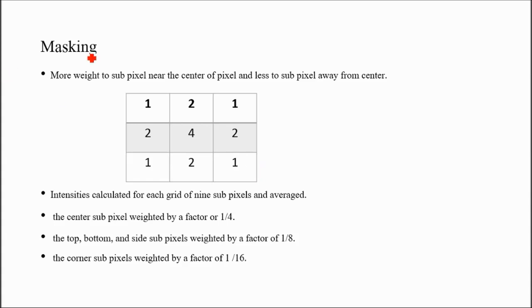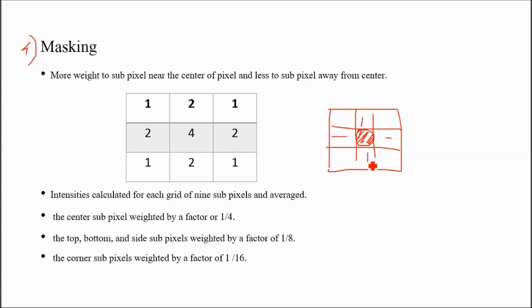The last technique, the fourth technique of anti-aliasing, is masking. In the masking technique, you assign more weight to the subpixel near the center of the pixel. Suppose you divide a pixel into 9 subpixels: assign the maximum weight to the center subpixel, and give less weight to the side subpixels. The center gets the maximum, the nearby ones somewhat less, and the corner ones much less than the center.